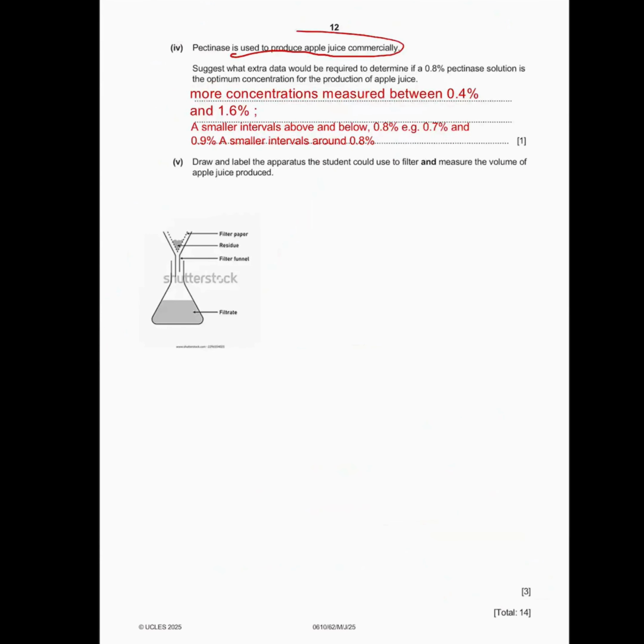Pectinase is used to produce apple juice. So just what extra data will be required to determine if 0.8 pectinase solution is the optimal concentration? This question is always repeated. He tells you why 30 Celsius is the optimum, why 0.8 concentration is the optimum, why pH 4 is the optimum.